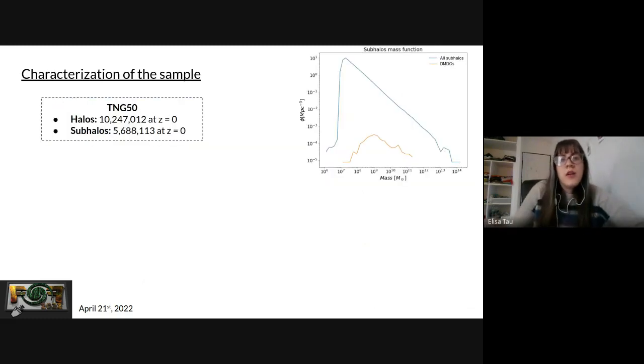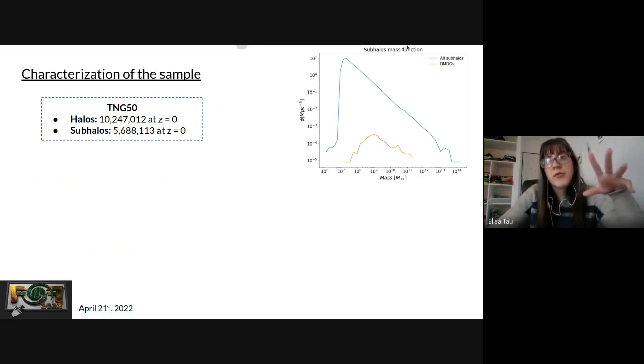And at redshift 0, we have a sample of more than 10 million halos in total, and more than 5 million subhalos. Here I'm showing you the mass function that is very well behaved. It decreases for high masses, and we have this decrease over here at low masses because unfortunately the resolution is limited. So we have completeness issues for low masses.